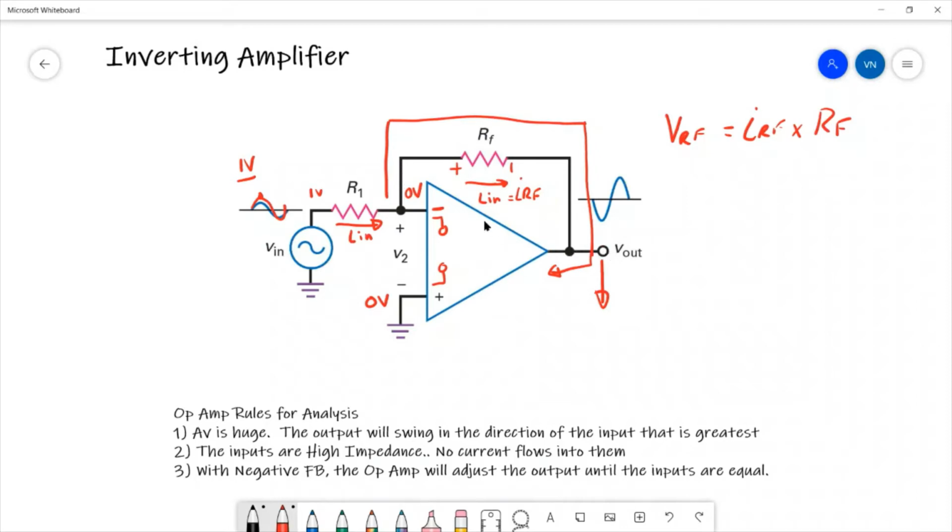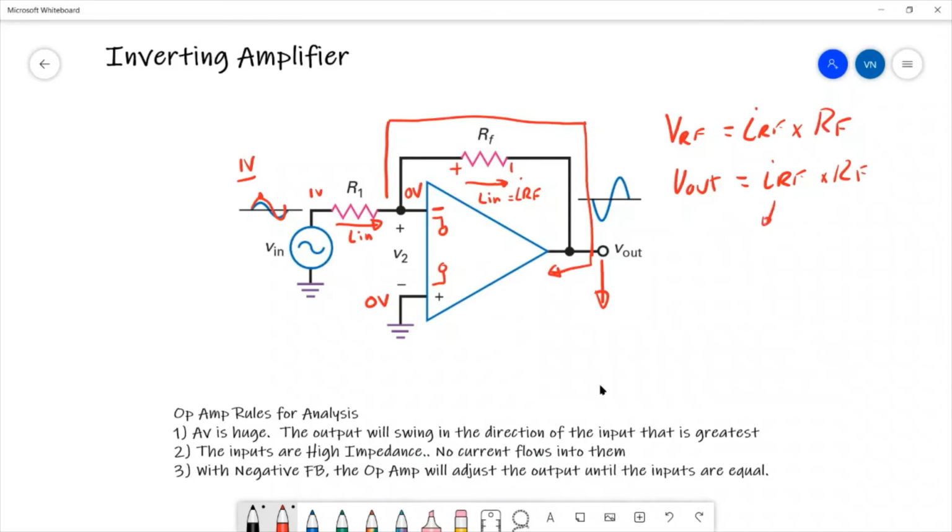And why is that? Because this side is tied to 0 volts, because it needs to be the same as this voltage. So there's a virtual short between these two points on the input. So if this is 0 and you have a stable operating point, this is also 0. That means that V out is going to be equal to IRF times RF.